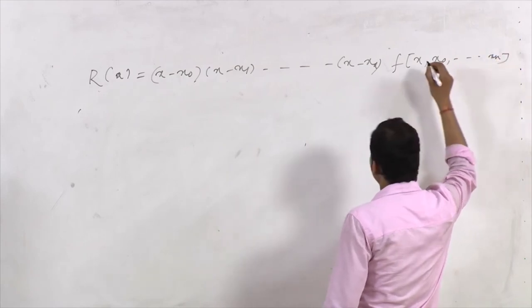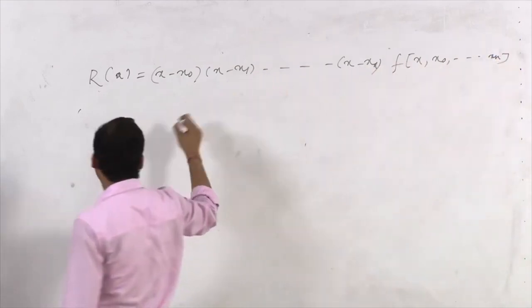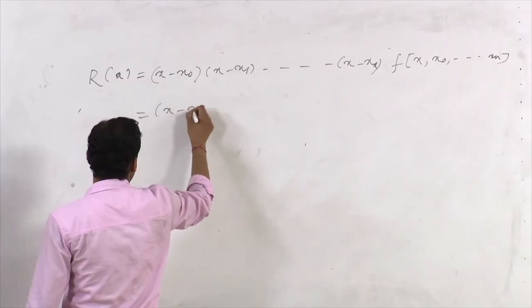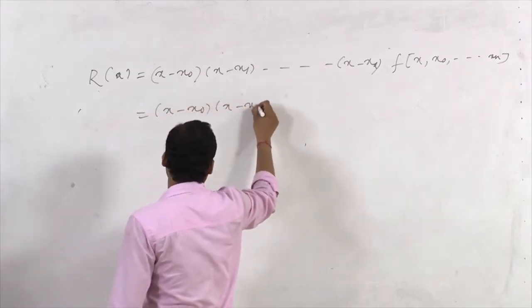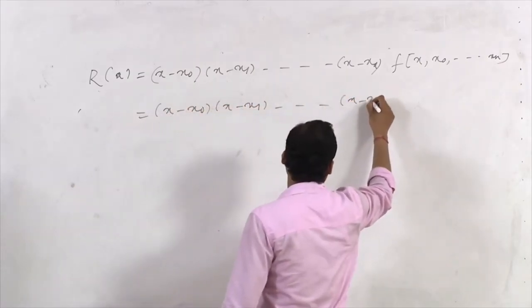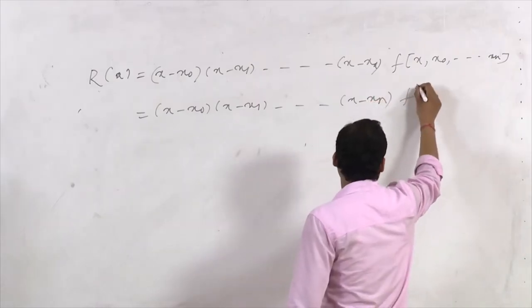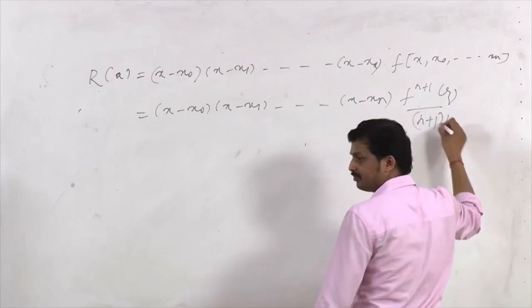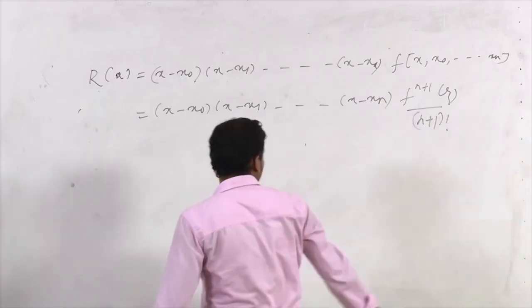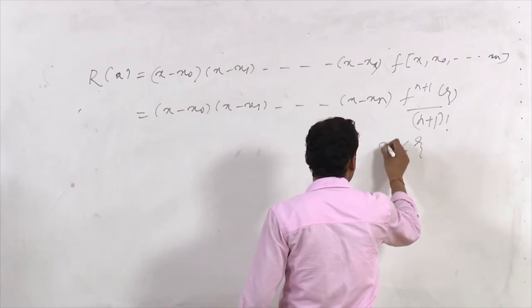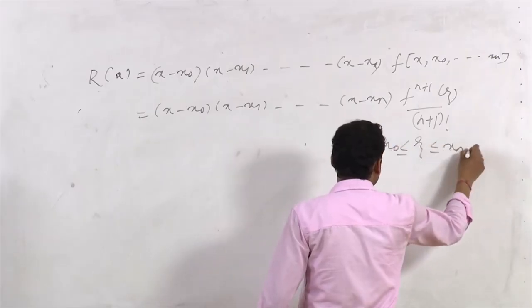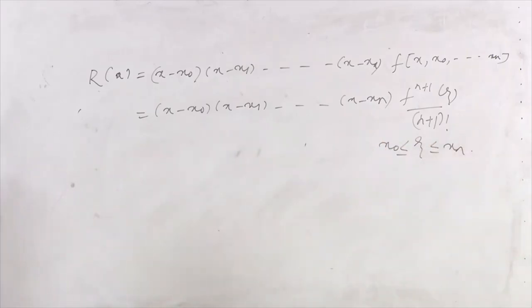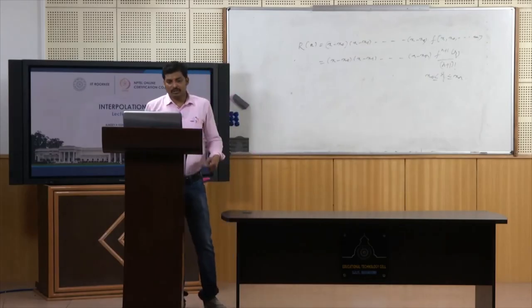And obviously in a modified form it can be written as x minus x0, x minus x1, to x minus xn, f to the power n plus 1 of zeta, by n plus 1 factorial, where zeta lies between x0 and xn. So Newton's divided difference formula also converts to Newton's forward difference formula for equidistant tabular points.